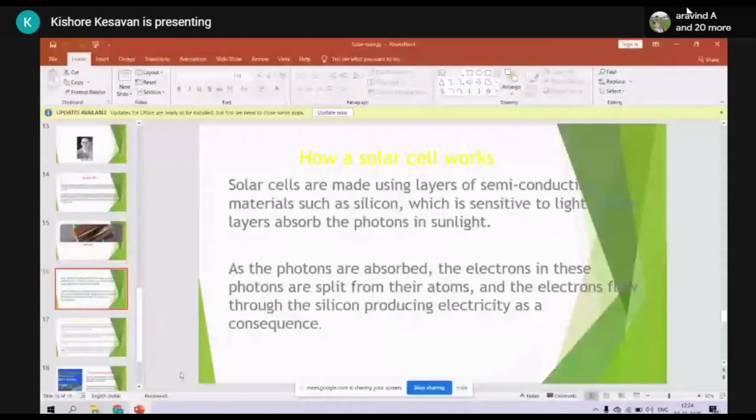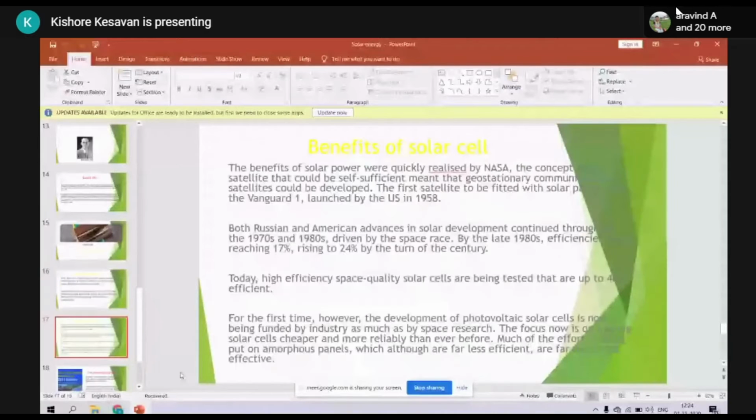Benefits of solar cells. The benefits of solar cells were quickly realized by NASA. The concept of satellites that could be self-sufficient meant that geostationary communication satellites could be developed. Both Russian and American advances in solar development continued through the 1970s and 1980s, driven by the space race. Today, high-efficiency space-quality solar cells are being tested that are up to 40% efficient. For the first time, however, the development of photovoltaic solar cells is now being funded by industry as much as by space research.